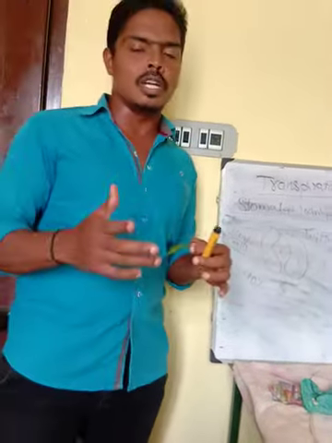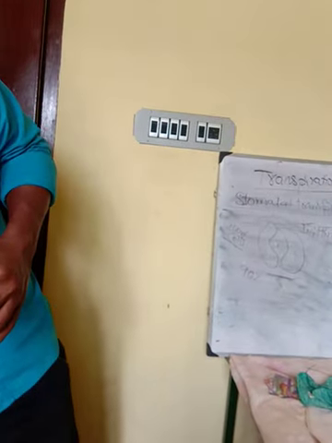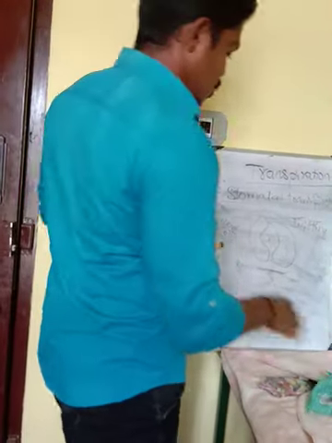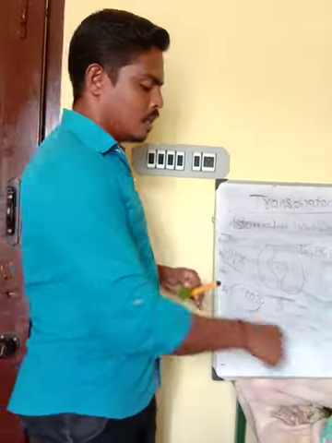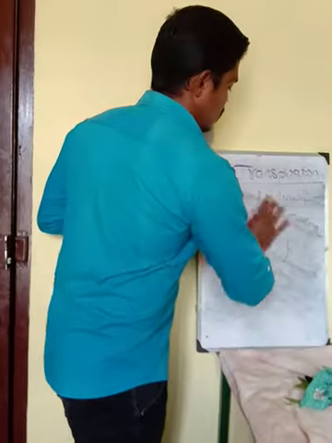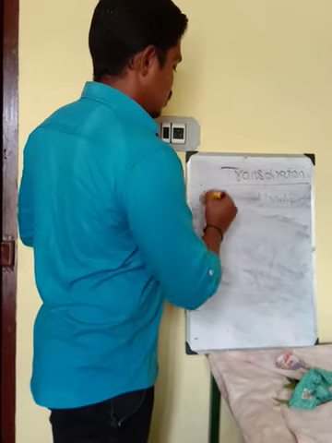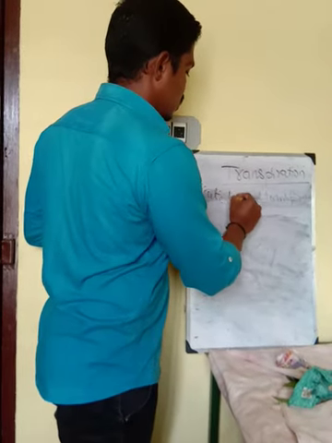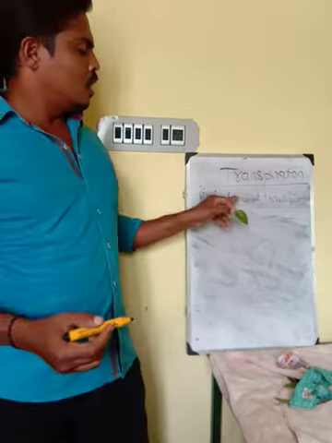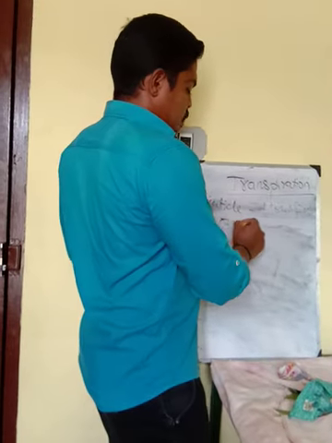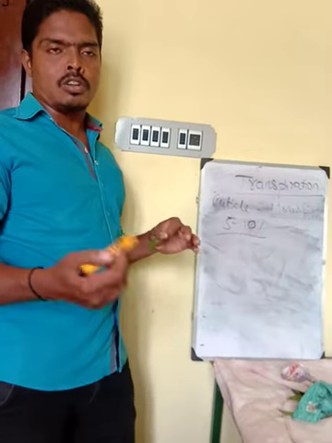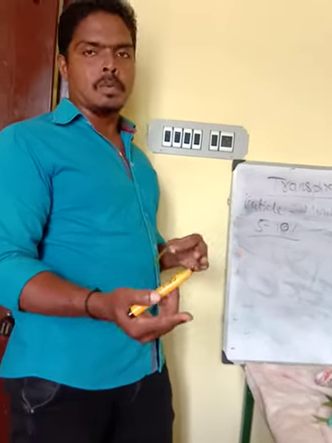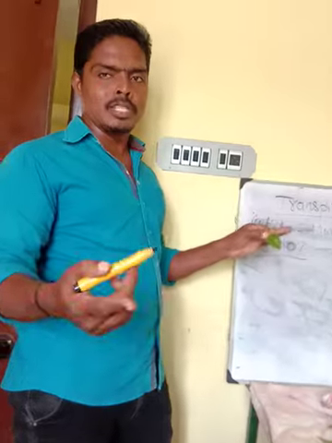Then coming to cuticle transpiration. 90% of water is lost through stomatal transpiration. Cuticle transpiration: about 5 to 10% of water is lost through the cuticle. Water is lost through this cuticle transpiration. So you know what the cuticle is. Once again I will tell you.